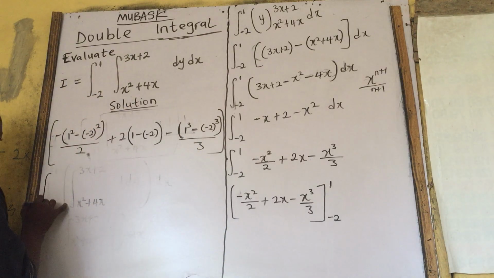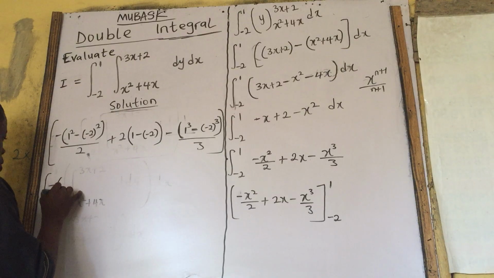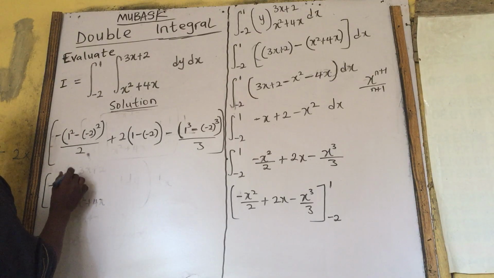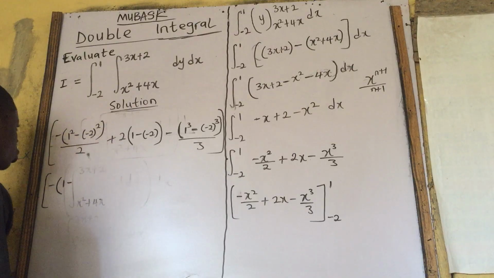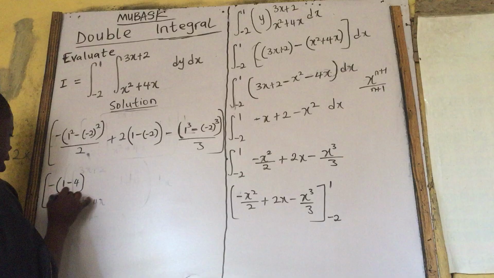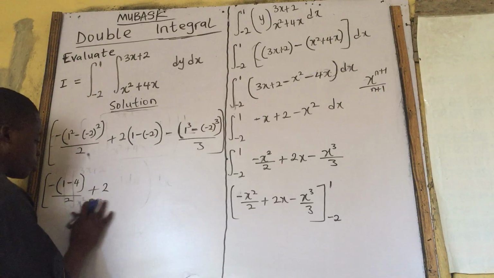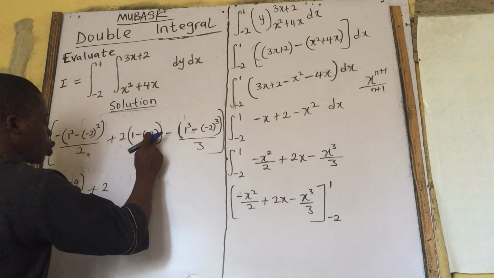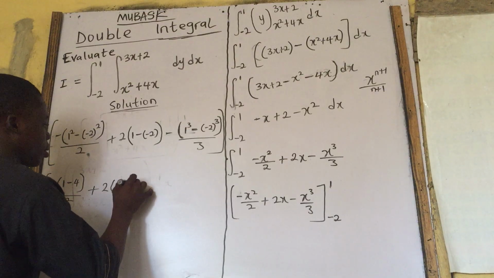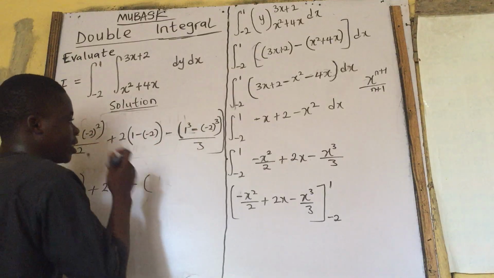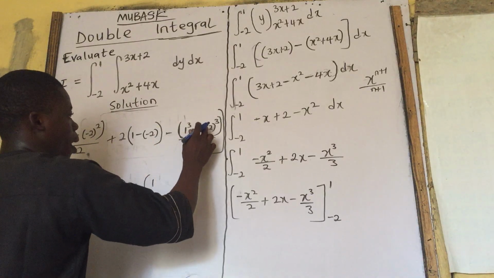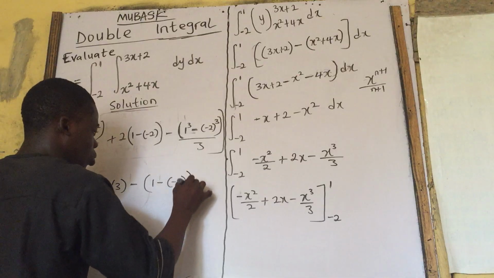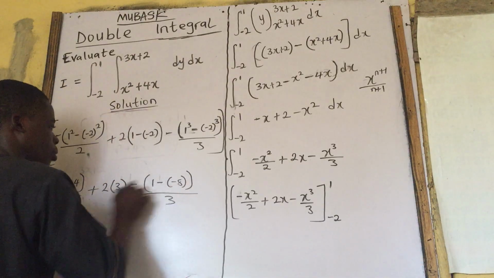Now, open bracket minus, open bracket, minus 2. 1 raised to power 2 is 1, minus 2 raised to power 2 will give us 4, close bracket, divided by 2, plus 2, minus times minus will give us plus 1 plus 2, which will give us 3, all in bracket 3, minus, open bracket, 1 raised to power 3 is 1, minus 2 raised to power 3 will give us minus 8, all in bracket, close bracket, divided by 3, all in bracket.